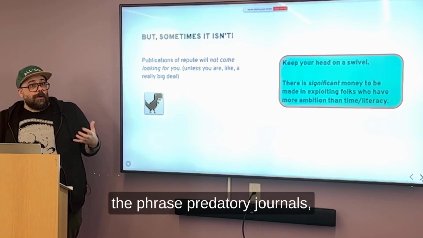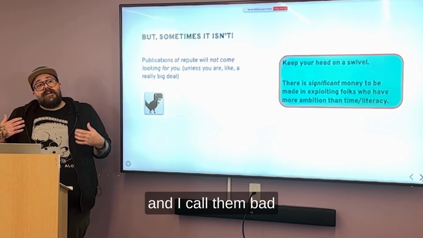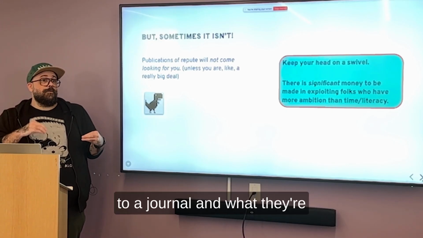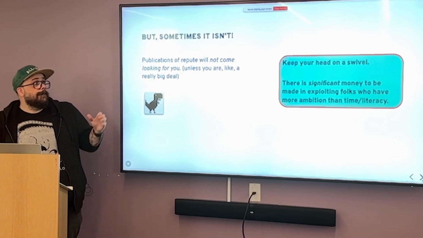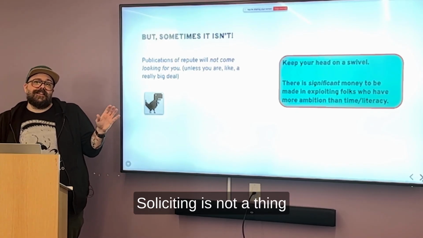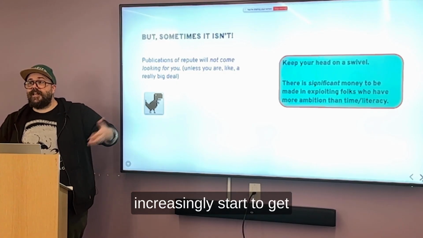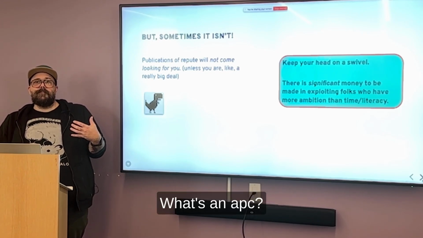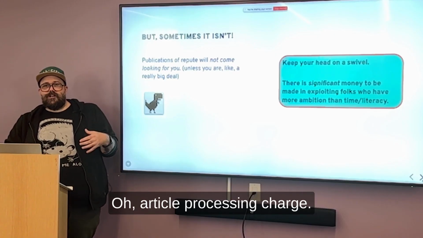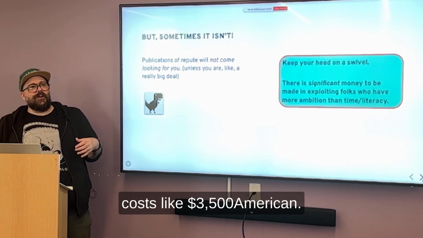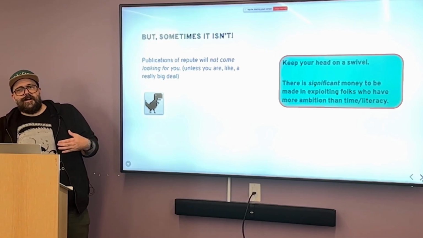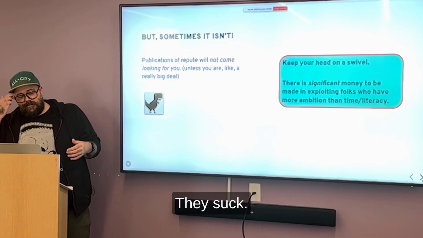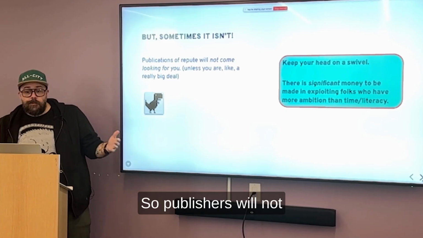Often people refer to the phrase predatory journals, and I call them bad faith journals because I think most publishers are pretty predatory. But the idea is you'll be solicited to submit to a journal, and what they're hoping to get is an APC. Most journals do not do that. Soliciting is not a thing that typically happens. As a grad student, you will increasingly start to get emails that maybe have scraped a website that includes your thesis name. An APC is an article processing charge. It's a charge to publish that costs like $3,500 American. They're really high, often tied to the OA movement. It's a way publishers make money back on open access. They suck. So publishers will not come looking for you.